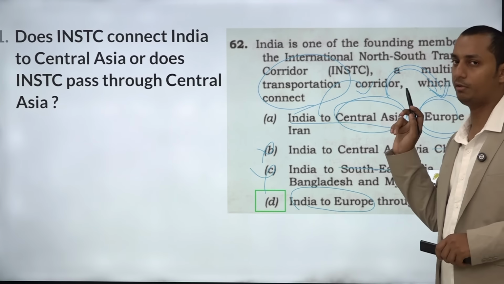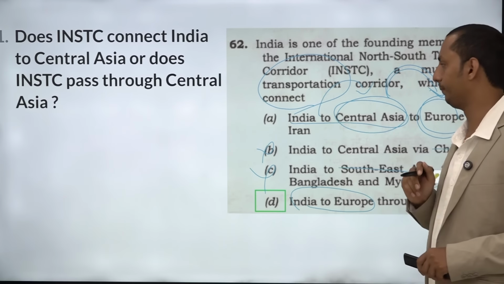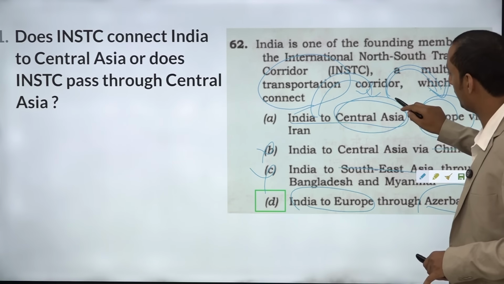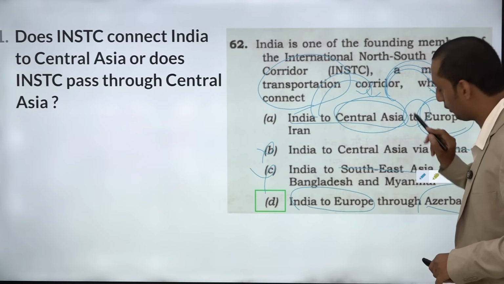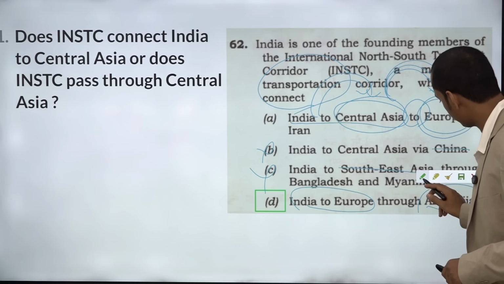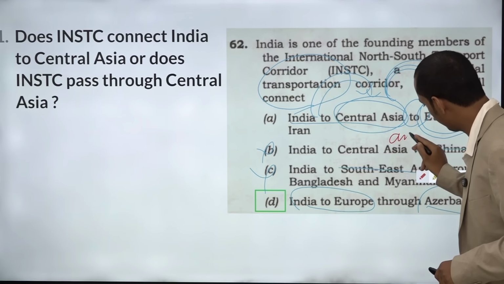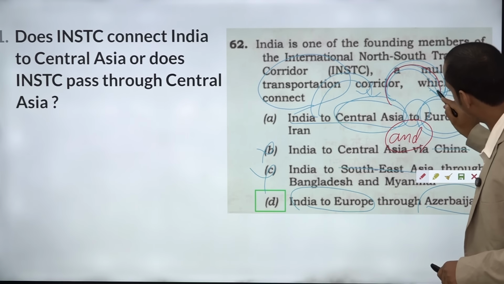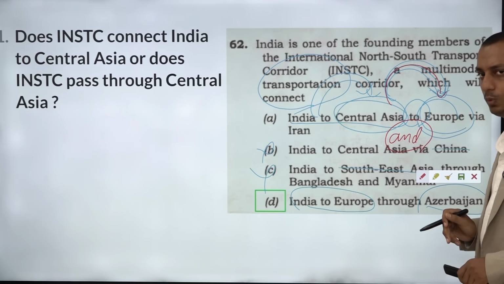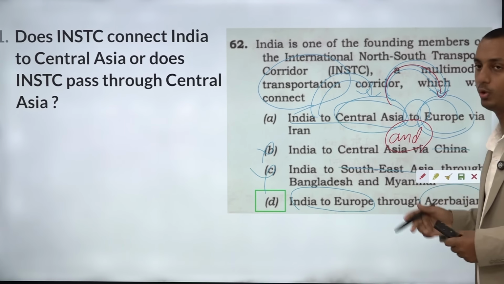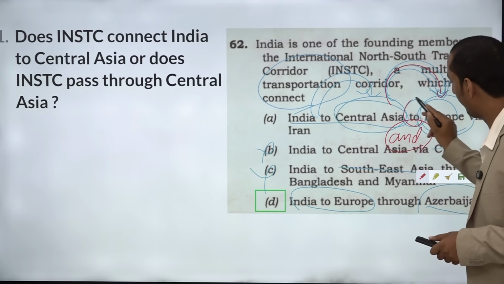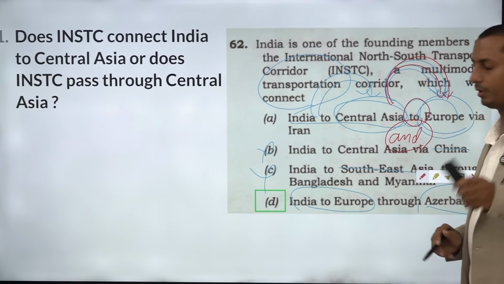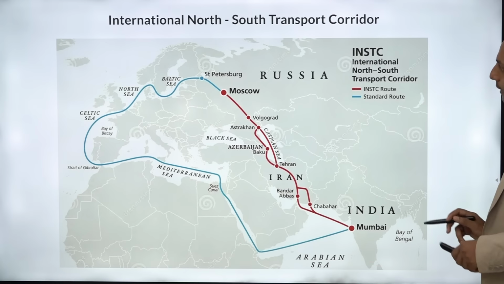Let's dive deeply into the first option because that is the option that most of you have given. Now, does INSTC connect India to Central Asia? And is there a connection between Central Asia and Europe? Now, UPSC has given the word "to" here. UPSC did not say the word "and," right? If UPSC had given "and," there need not be a connection between Central Asia and Europe, right? India to Central Asia and Europe would have been correct. But then UPSC has given the word "to," therefore, there should be a connection between Central Asia and Europe, right? Everyone got it?